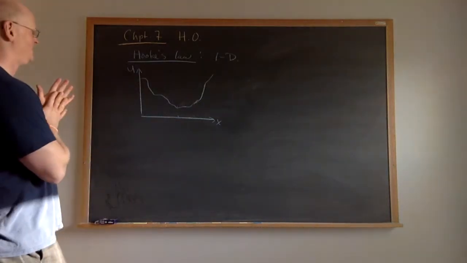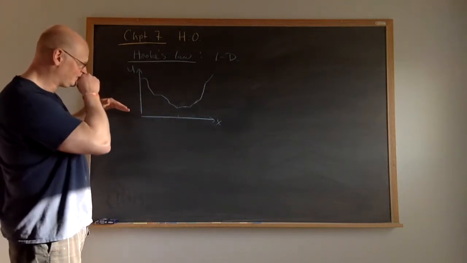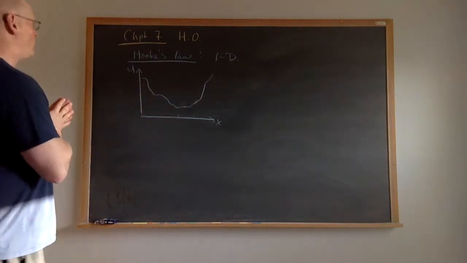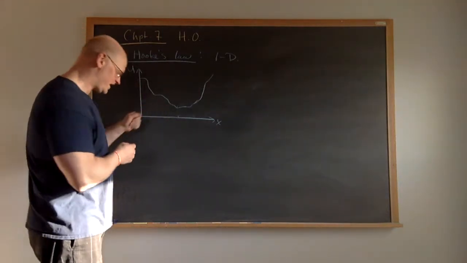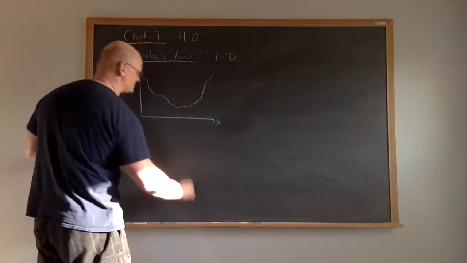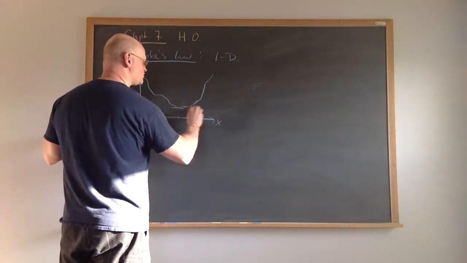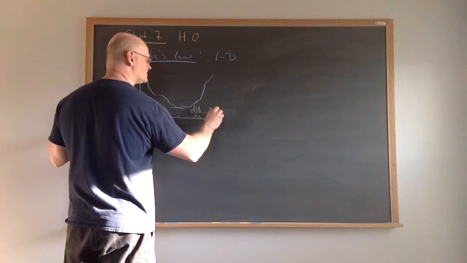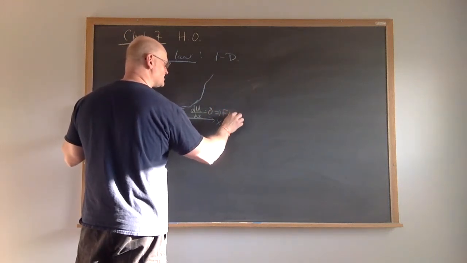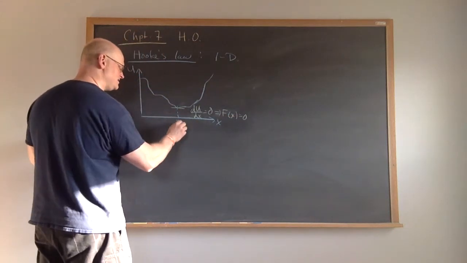As we talked about with energy, anytime I have an equilibrium position, or more importantly, a stable equilibrium position, the force at the stable equilibrium position is equal to 0. The reason for that is that if I look at the derivative of the potential at this location, it must be equal to 0, which means that the force is also equal to 0 at this particular location. So let's define this location as our x0.